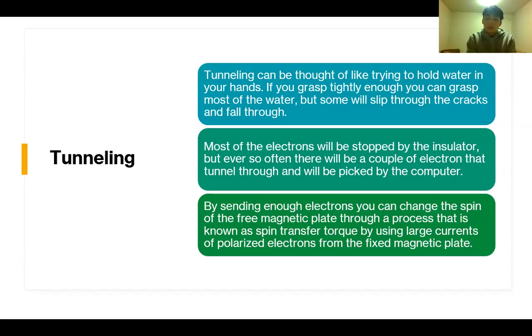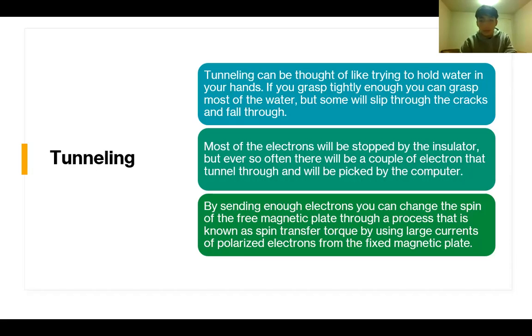Whenever you clasp your hands close enough and tight enough, water is going to kind of collect within your hand, but because water is the way it is, it's going to be able to slip through the cracks and the gaps of your hand, and some of it is going to go through, and this is essentially what tunneling is. Even whenever they have opposing spins, most of the electrons will be stopped by the insulator, but ever so often there will be one or two electrons that tunnel through the insulator and will be picked up by the computer.